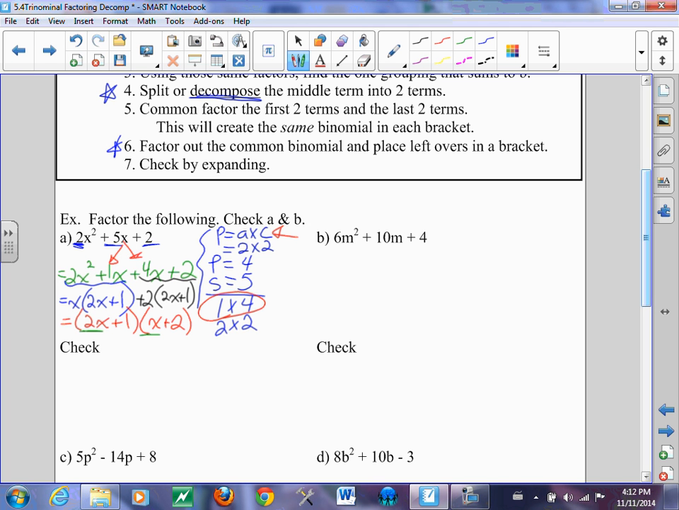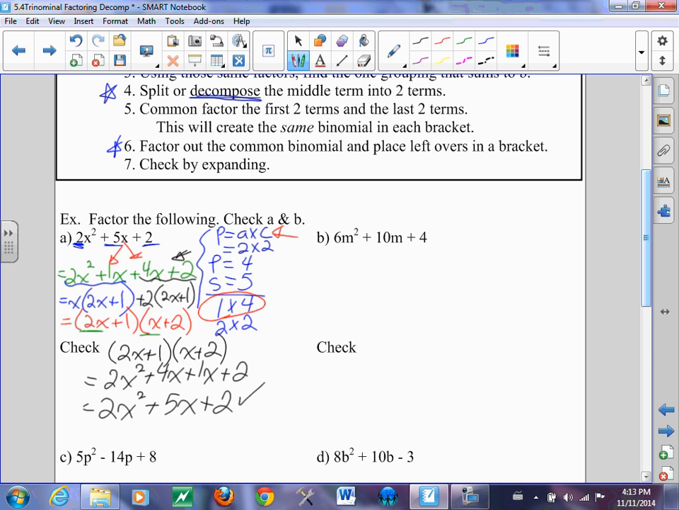All right, so to check, ladies and gentlemen, same as what we did before. You take your answer, which is 2x plus 1 times x plus 2, and you're going to FOIL it out. Okay, so it's going to be 2x squared plus 4x plus 1x plus 2. Notice, folks, those are the two terms. This is exactly what we had here, right? You had to figure out those two terms. Collect like terms, so we got 2x squared plus 5x plus 2. Does it get back to the original question? Absolutely. All right, let's try it again.